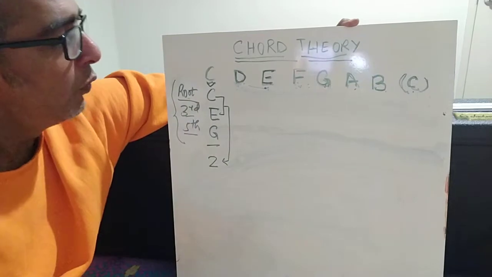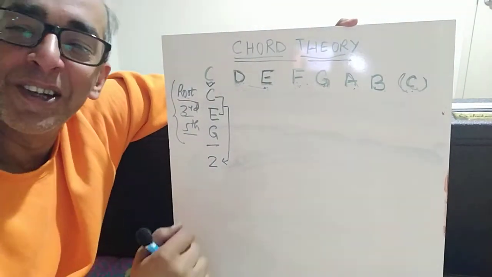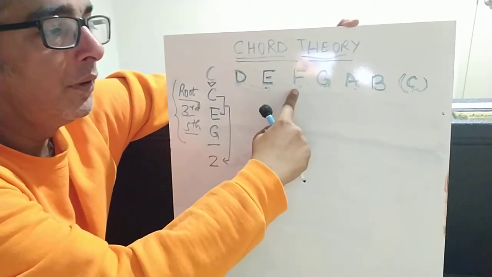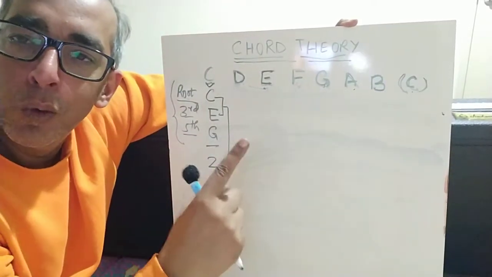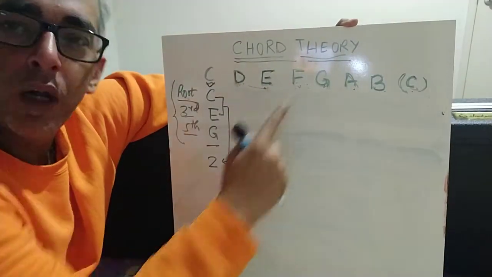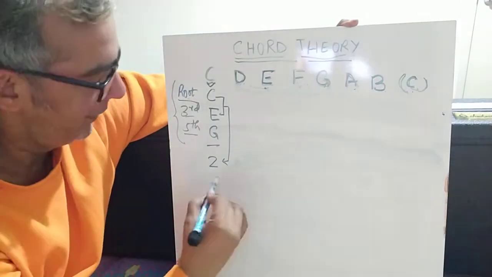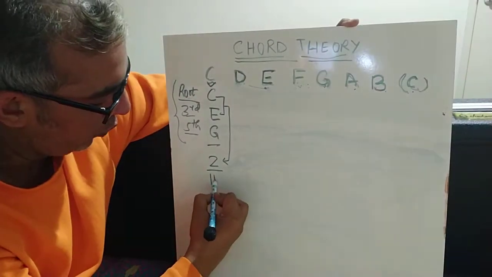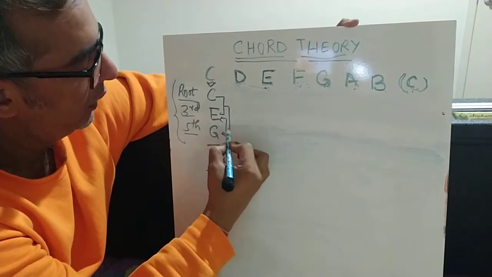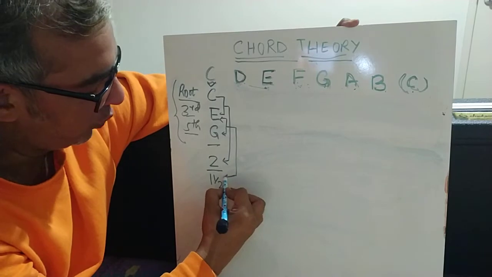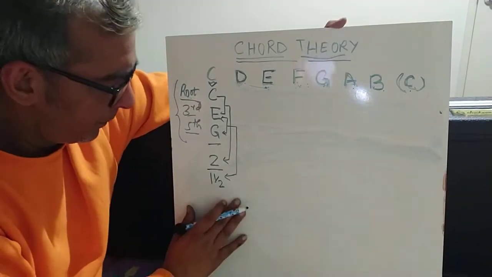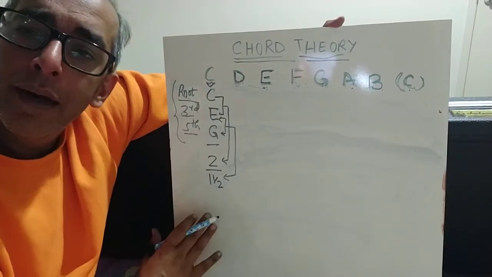Between E and G, what is the spacing? E and F will be half, and F and G will be one whole step, right? So this is half step, this is whole step. So that will be half plus 1, which is 1.5. Alright? So 2 over 1.5. So the spacing between third and the fifth is 1.5. Okay? Just let it be there. Okay?